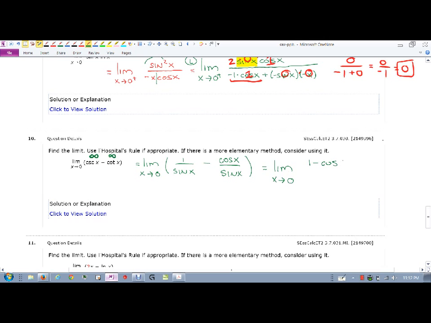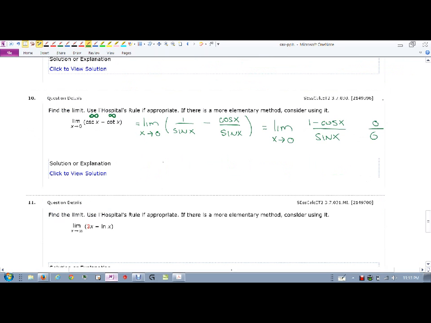1 minus cosine x over sine x. And now, if we do it this way, the top is 1 minus, as x goes to 0, you get 1 here, so you get 0 on top, and on the bottom you get 0. So we have the form we need for L'Hopital. So L'Hopital, I'm going to take derivative of top, derivative of 1 is 0, derivative of negative cosine x is going to give me positive sine x. And then derivative of the bottom is cosine x. And now let x go to 0. The top goes to 0, but the bottom goes to 1. 0 divided by 1 is 0. So we get 0.